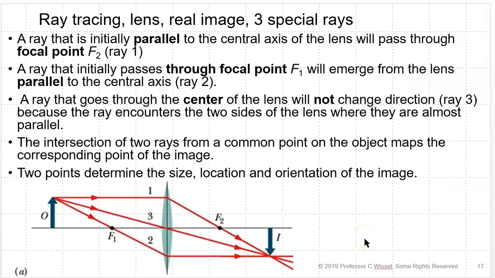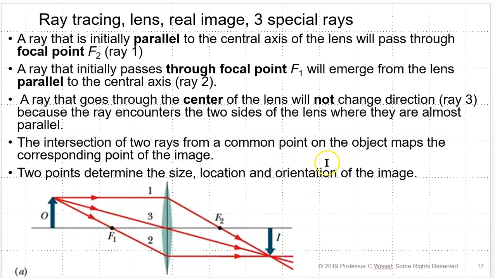As we did in mirrors, we can do ray tracing. We have three special rays. This is for a real image. For instance, a ray that is initially parallel to the central axis of the lens will pass through the focal point. Any ray that's parallel to the central axis goes through a focal point. A ray that initially passes through a focal point, guess what? It's reversible, so it will emerge from the lens parallel to the central axis. So any ray that goes through a focal point will emerge parallel to the central axis. That's ray 2. Any ray that goes through the center of the lens will not change direction at all, because these two surfaces here are almost exactly parallel, so it's just going to go straight through.